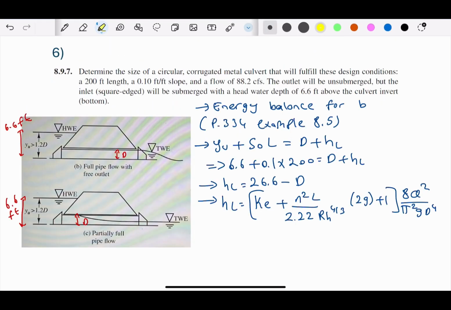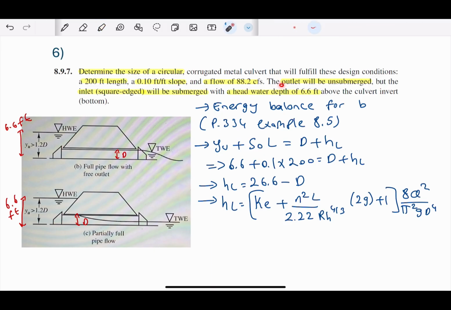Okay, we are at final question 6, and we need to determine the size of a circular channel, a circular culvert. It has a length of 200 feet, a slope of 0.10, and the flow rate is 88.2 CFS. Here, the important information is the outlet will be unsubmerged, but the inlet, which has a square-edged entrance, will be submerged with a headwater depth of 6.6 feet above the culvert.